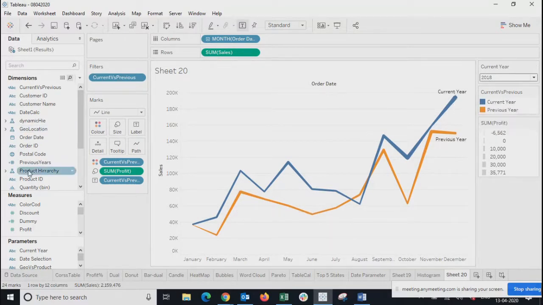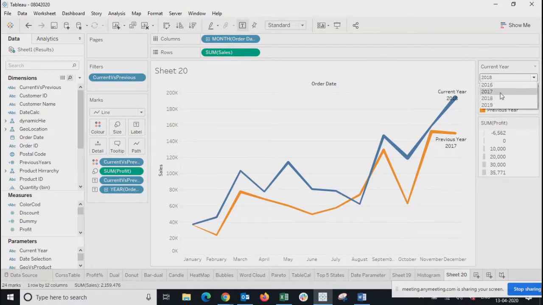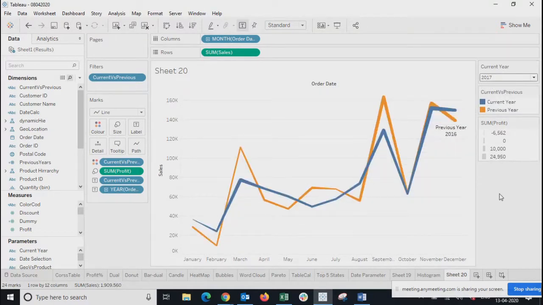We can show the year also on labels, so that will be a little better. Yeah, so it shows 2017 and 18. Can we go to the filter and see how we are aligning current and previous year?